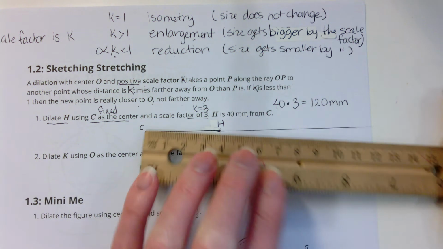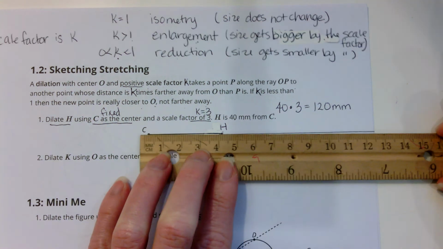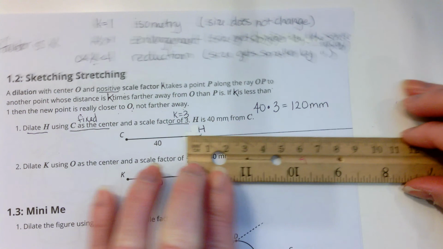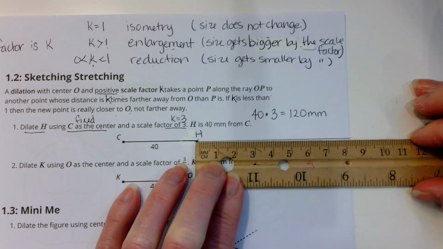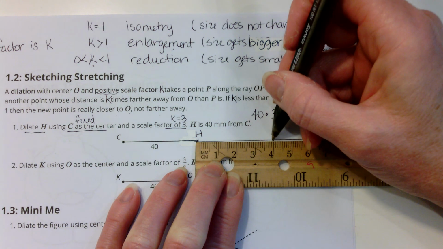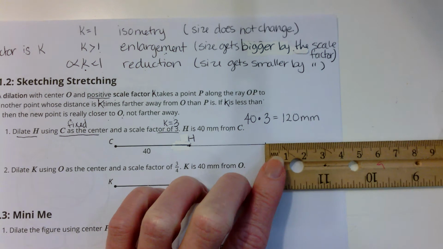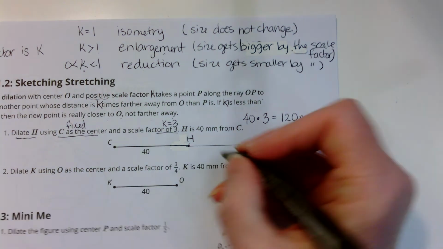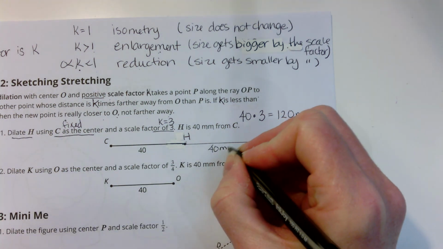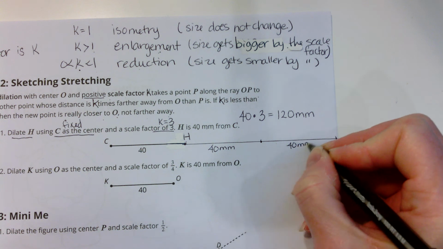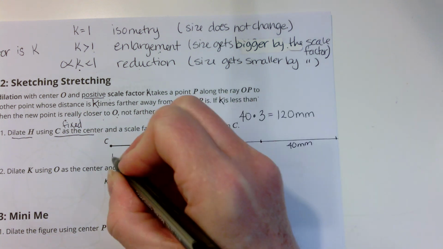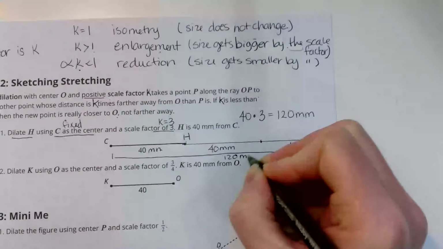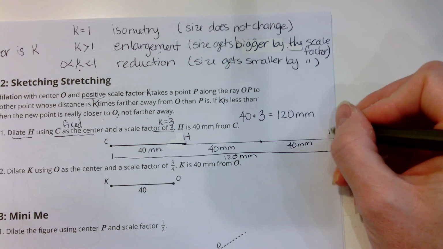And then let's start measuring this off. So this is my 40 millimeters. You can see that I'm at 4 centimeters. So let's move it over and mark 4 more. So this is my 4 centimeters, which is another 40 millimeters. And then let's do it one more time at the very edge of the page. Almost went off my page. So here's another 40 millimeters. And this is my 120 millimeters total from C to my new H prime.